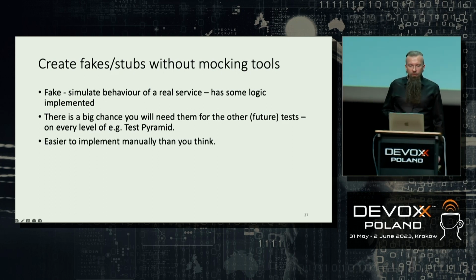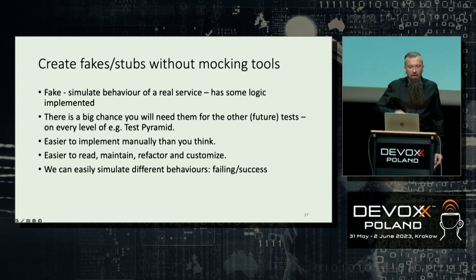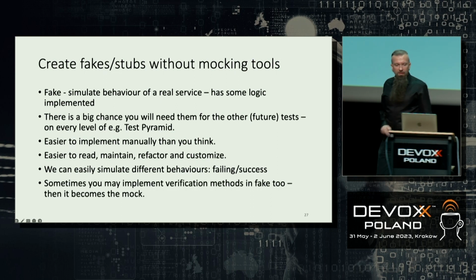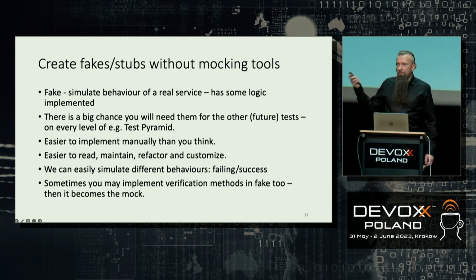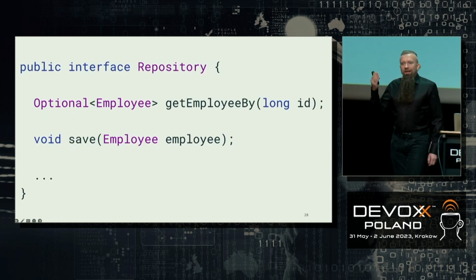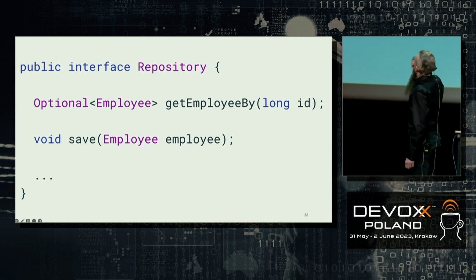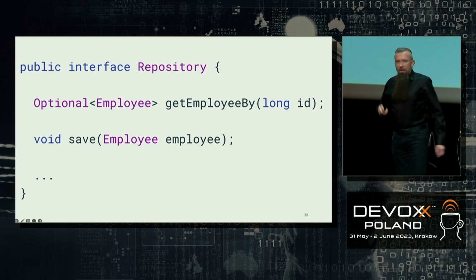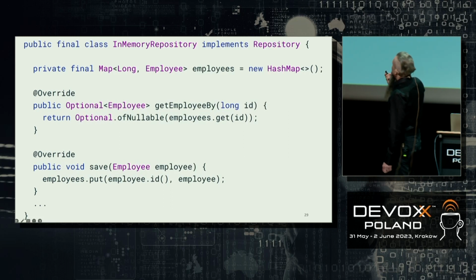Fakes are easier to implement manually than you think, easier to read, maintain, refactor, and customize. We can easily simulate different behaviors, for example, fakes for failing, fakes for success. Sometimes you may implement verification methods in the fake too, then it becomes, by definition, a mock. One of the common implementations of a fake is an in-memory repository. We have, like, a get employee by ID and save employee interface, and we can manually implement the fake. As you can see, this is extremely easy.